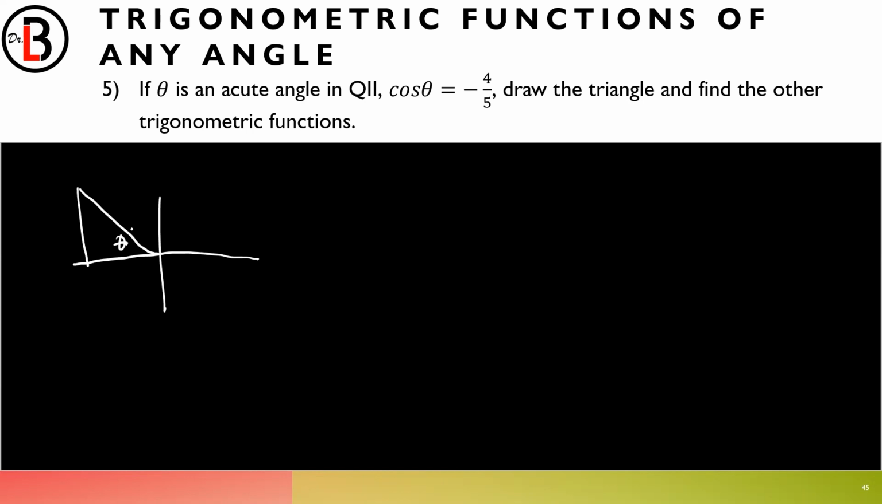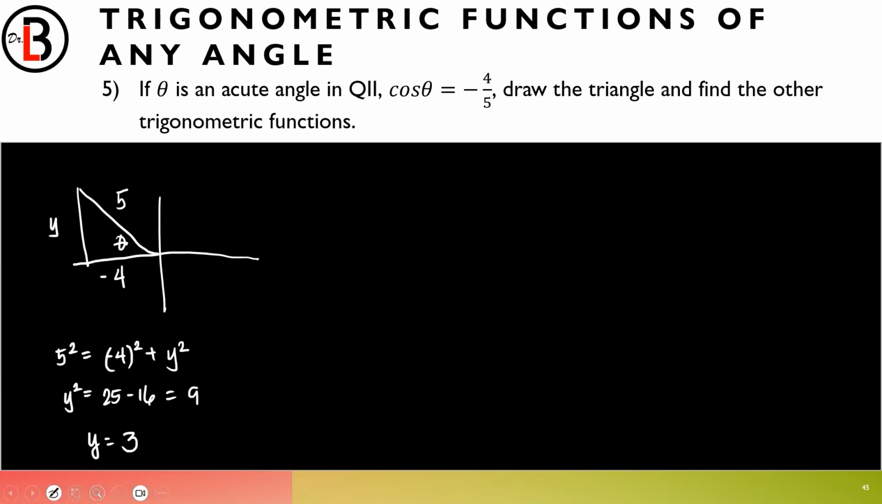And then cosine is negative 4 over 5. So cosine is adjacent over hypotenuse, so adjacent could be negative 4, hypotenuse could be 5. If I were to look for the opposite side, let's just say y, 5 squared is equal to negative 4 squared plus y squared. Y squared is 25 minus 16, which is 9. I can see that my y is 3.